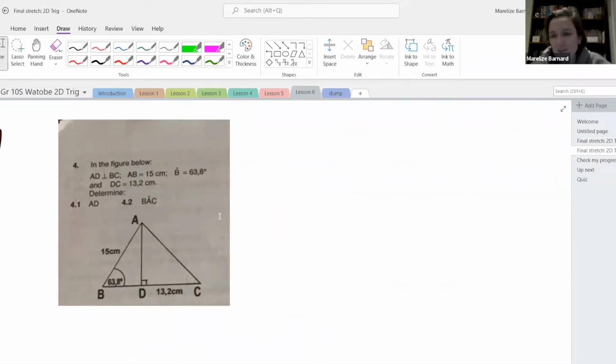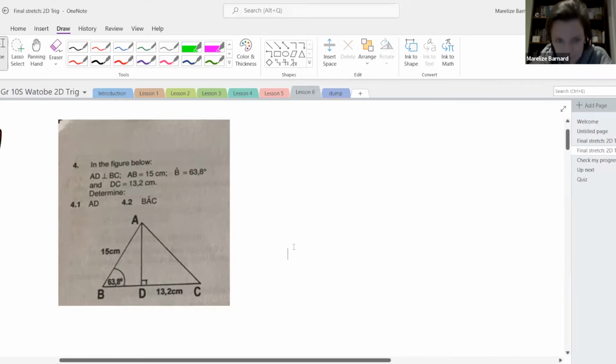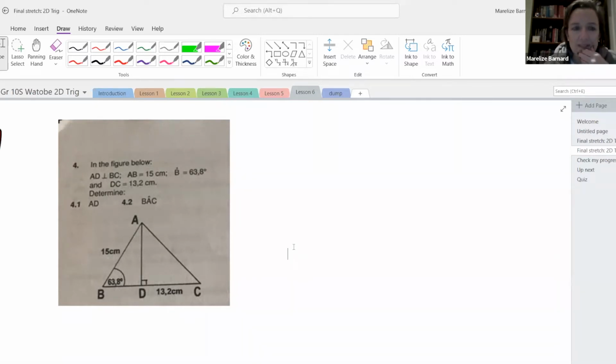Okay, so these are our last questions. I really tried to find some nice ones to make us think, especially after the parachute question on Tuesday. I haven't quite come up with another parachute question, but let's give this one a go. In the figure below, AD is perpendicular to BC, AB is 15, angle B is 63,8, and DC is 13,2. So we have to determine the length of AD, and then we have to calculate angle BAC. I think this is going to be no problem for this class.